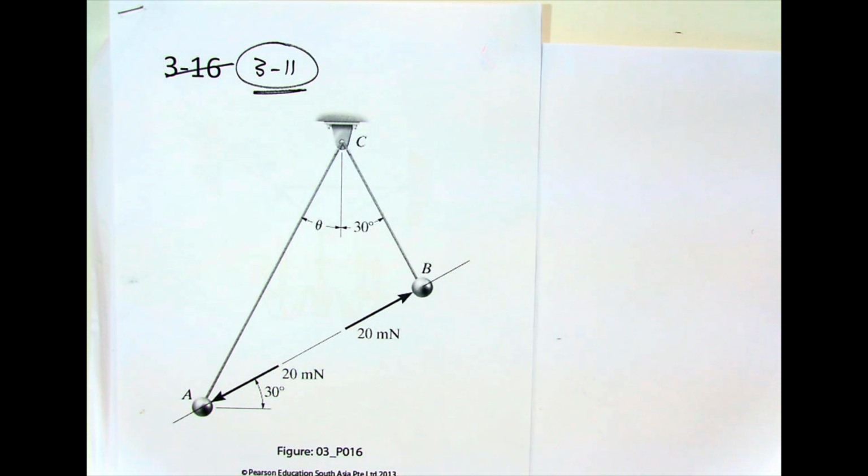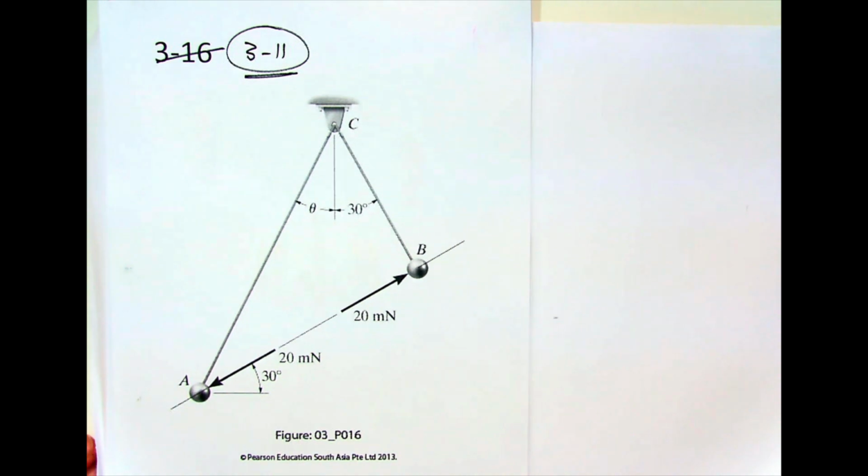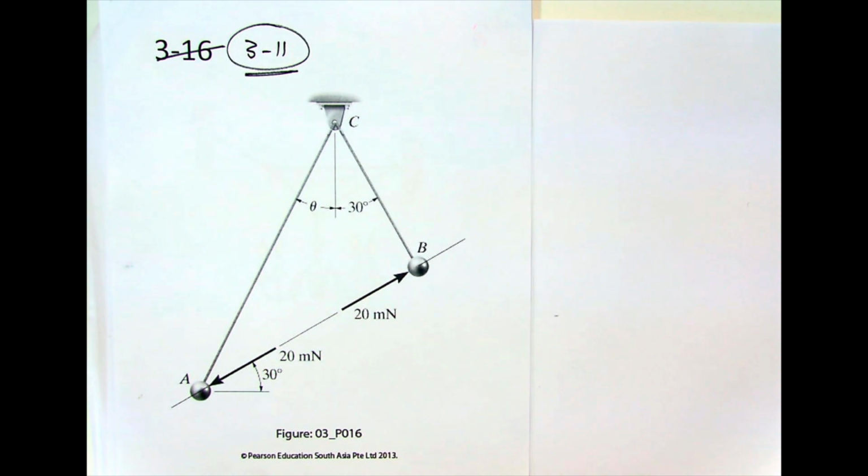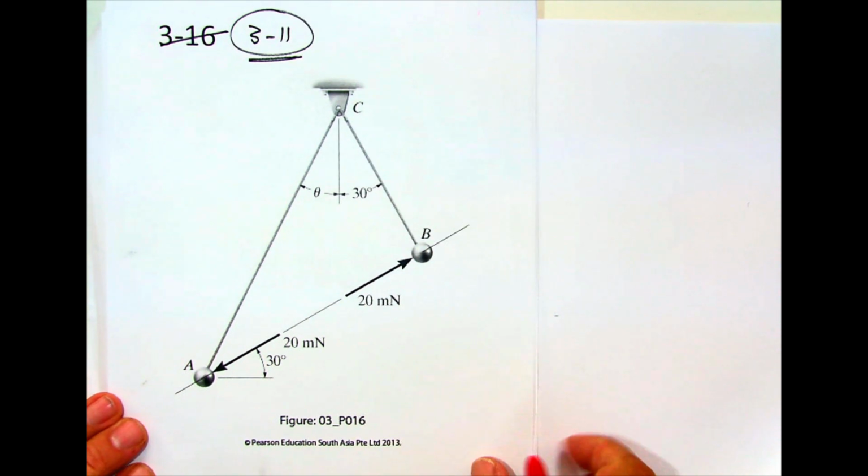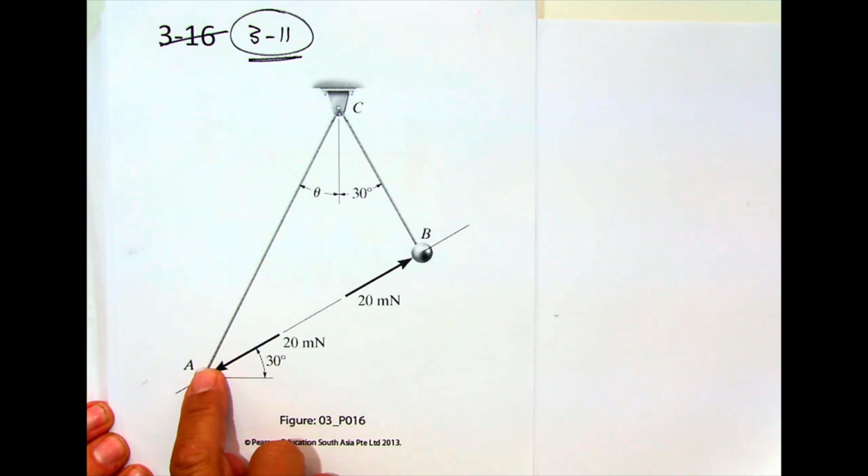And they ask you to find the mass of each sphere, the angle theta, and the tension in the cords. Now, when you're doing a problem in equilibrium, it is always important to isolate a certain point. So you take point A. You just look at point A and all the forces acting on point A, and you draw a free body diagram of A.